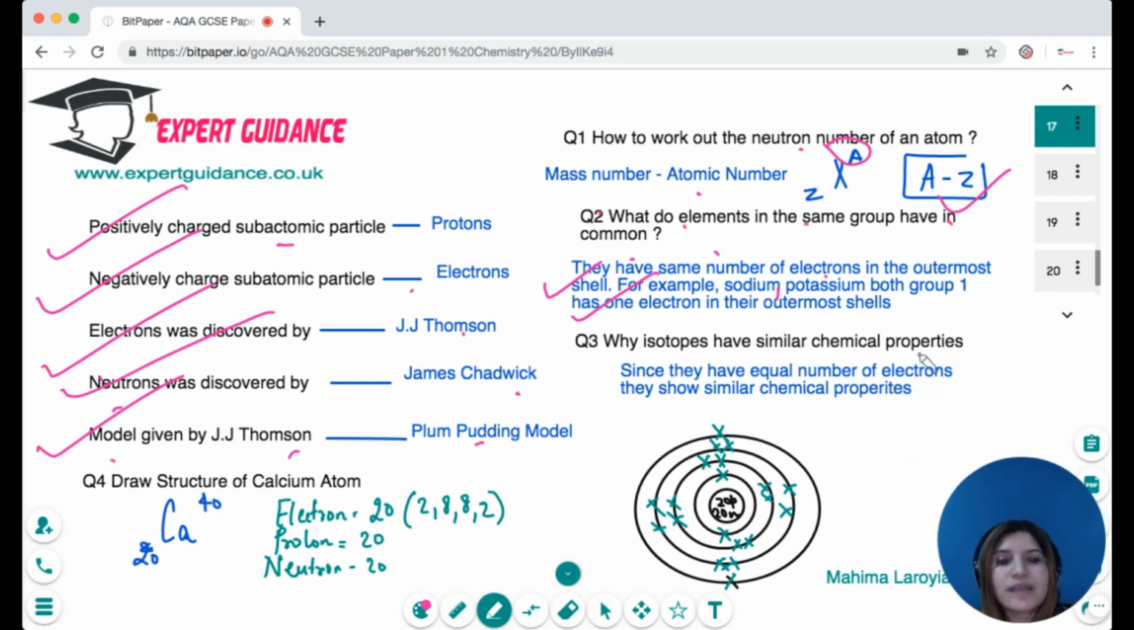Why do isotopes have similar chemical properties? Because they have an equal number of electrons, so they show similar chemical properties. Next is to draw the calcium atom. Now calcium is 40 and 20, so it means electron, proton and neutron number are all 20. Electron configuration will be 2,8,8,2, so we'll draw a calcium atom. I've just drawn a tiny nucleus. You can draw a bigger nucleus showing 20 positives and 20 circles with no charge. So I've written 20p and 20n, and then you have to show 4 shells: 2 electrons in the first shell, 8 in the second, 8 in the third, and 2 in the last.